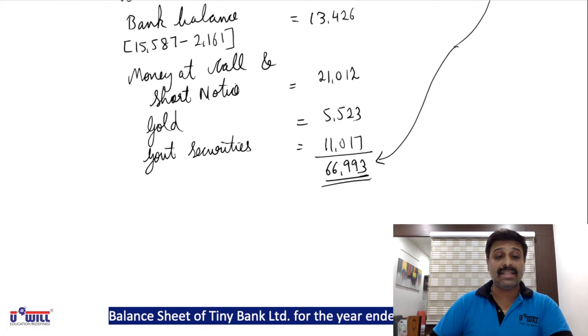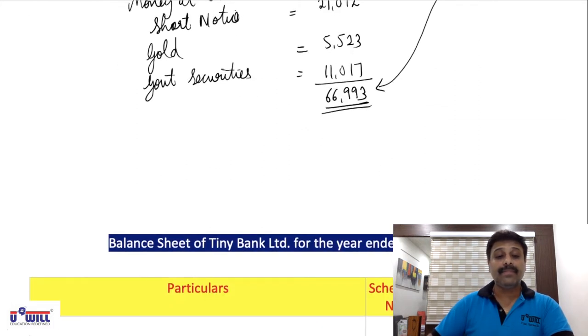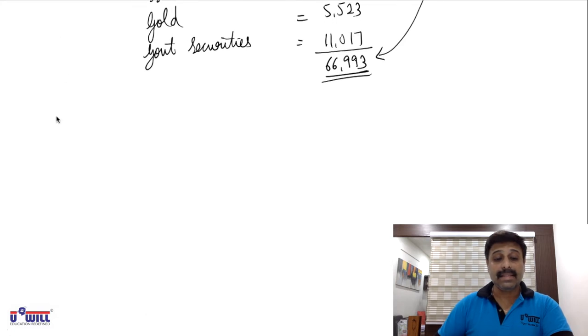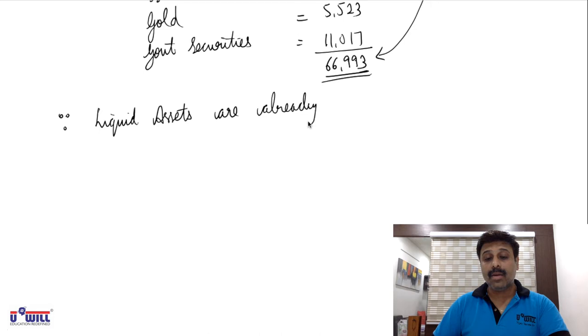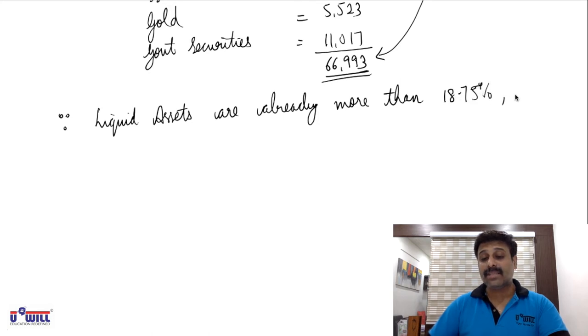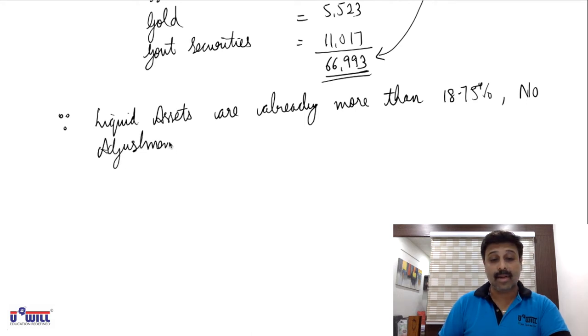So here you will mention, just as a note, that since liquid assets are already more than 18.75%, no adjustment is required. Okay, no adjustment is required. Now, one more thing, what if they were less?